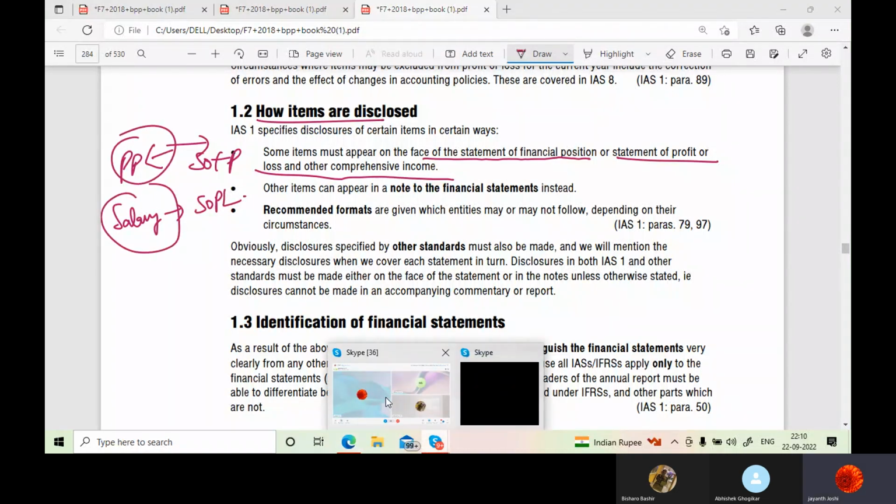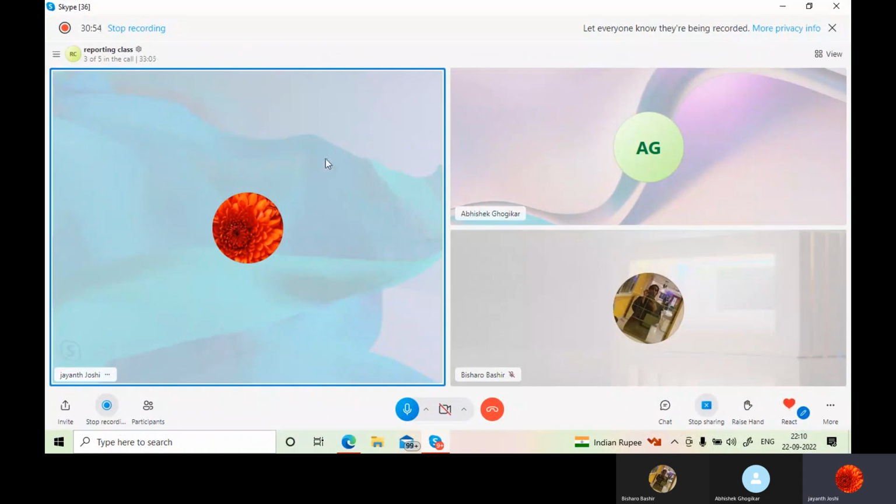Please tell me yes or no. Are you following this? Bishara, you're not interactive. You're not giving me any answers. I'm asking you. And Abhishek, you even are not giving any answers. Please interact with me. Why don't you interact?